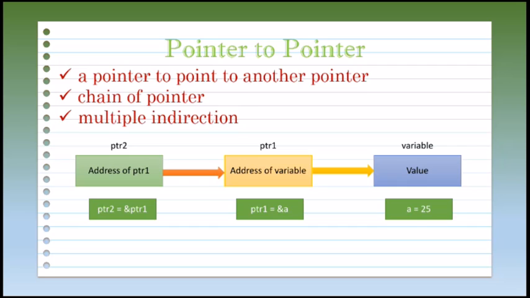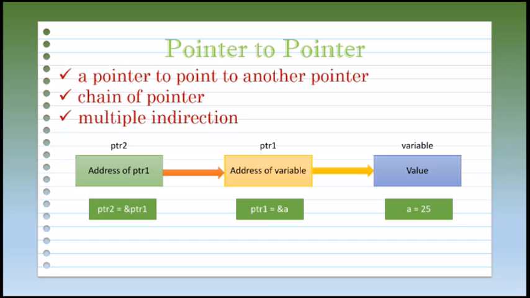So basically, ptr2 is holding the address of ptr1, and ptr1 is holding the address of variable a. So indirectly, by using ptr2, we can access the value stored in variable a. So that's why it is called multiple indirection.